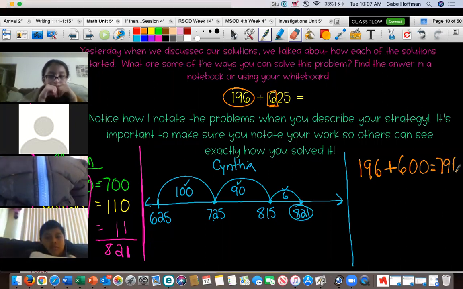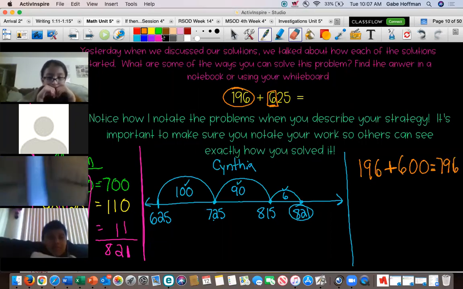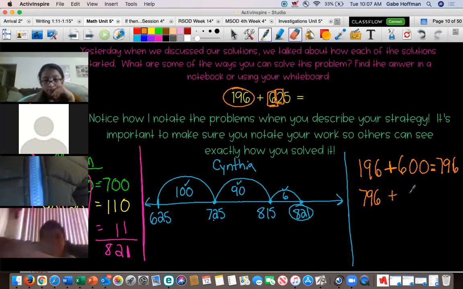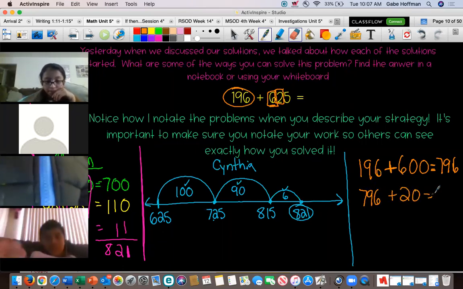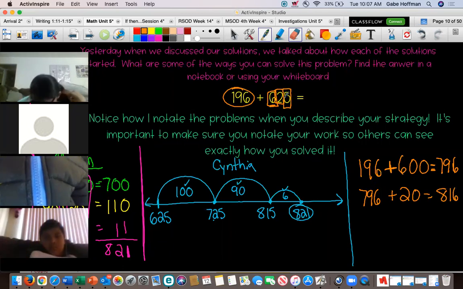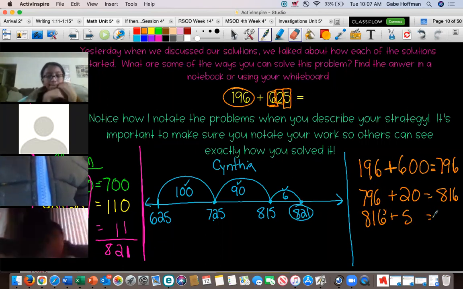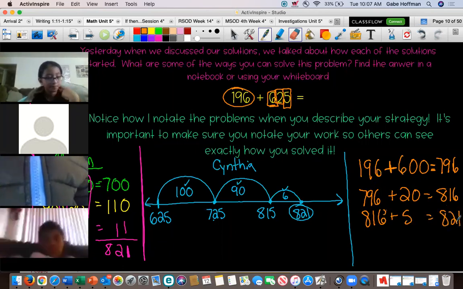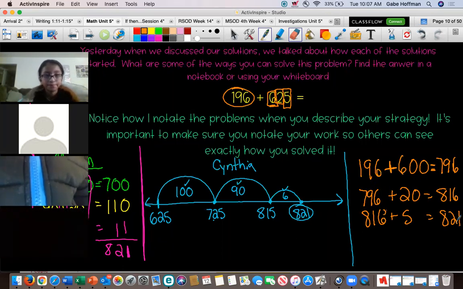So then I'm going to add just my tens chunk. So I'm going to have my 796 that I just got, and I'm going to add my tens, which is 20, and that gives me 816. Then I'm going to add my ones chunk, and I'm going to do 816 plus five ones. Equals 821. All right. So those are the different strategies we can use.